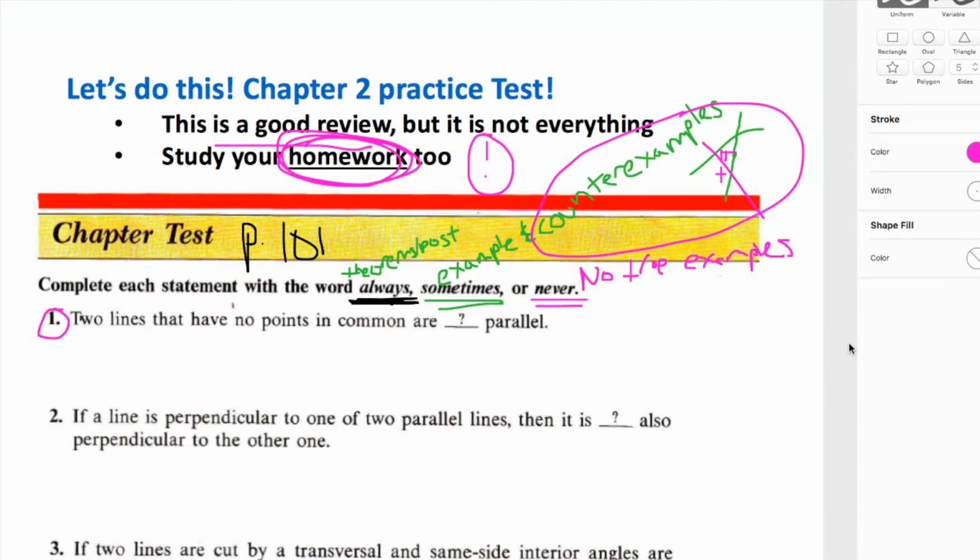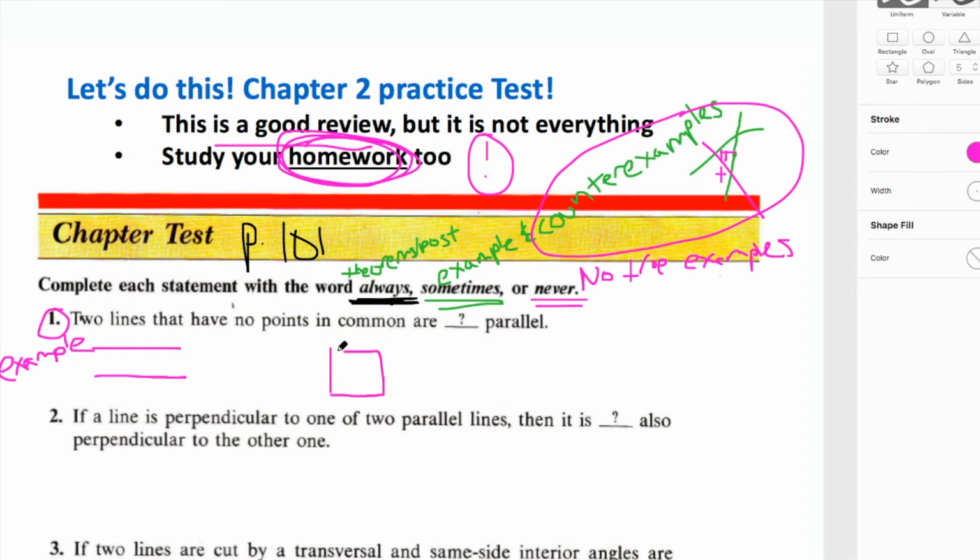Number 1 says that two lines that have no points in common are blank parallel, okay? Well, we know that two lines that are parallel would have no points in common. So we can think of an example. Can we think of a counterexample of two lines that have no points in common that are not parallel to one another? Well, we might have to go to 3 dimensions for this, okay?